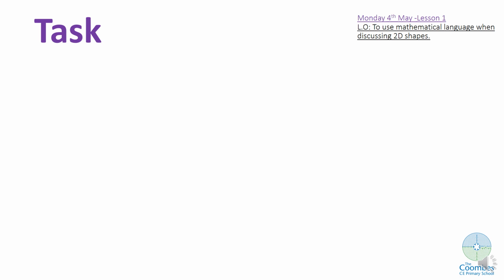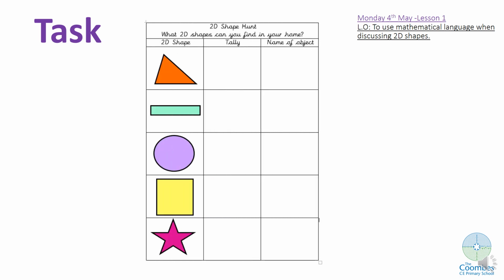Okay, so your task for today is to go on a 2D shape hunt. So you've got all of the shapes there in your little table. You can print the document if you want to, or you can make your own table on your own piece of paper. What we would like you to do is to go around your house and see what 2D shapes you can find in your house.